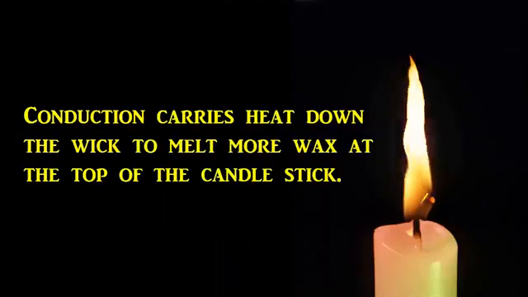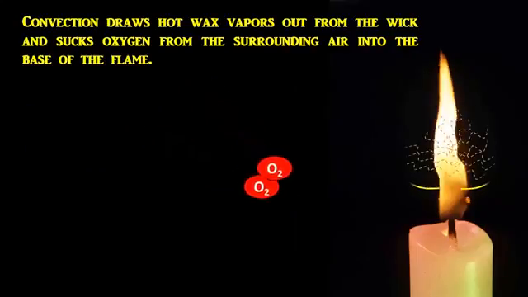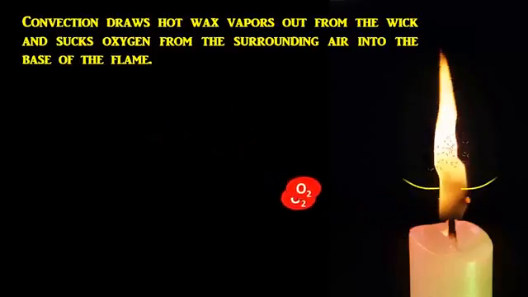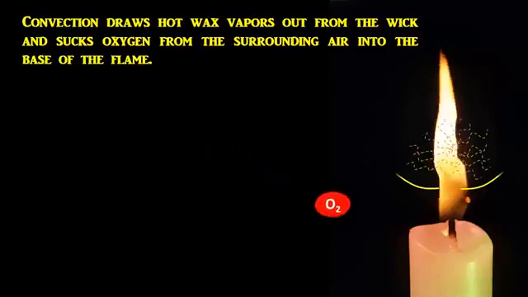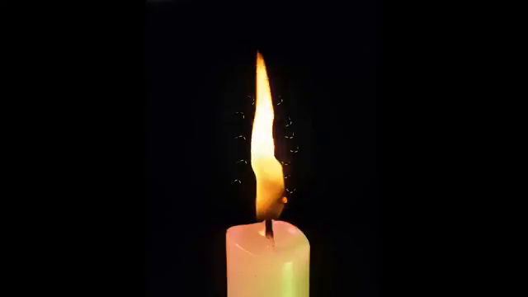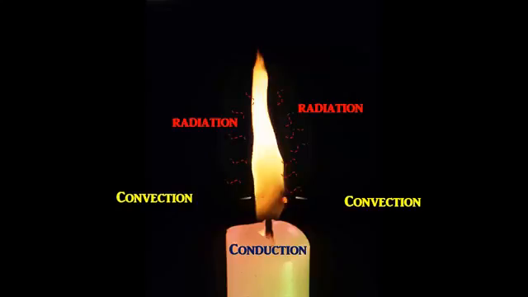Conduction carries heat down the wick to melt more wax at the top of the candlestick. Convection draws hot wax vapors out from the wick and sucks oxygen from the surrounding air into the base of the flame. The flame also gives off invisible beams of heat in all directions by radiation.